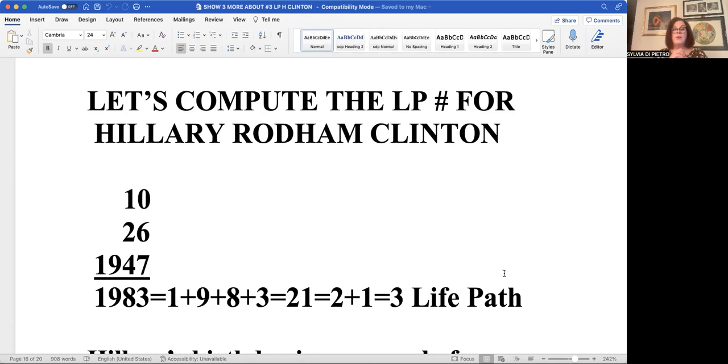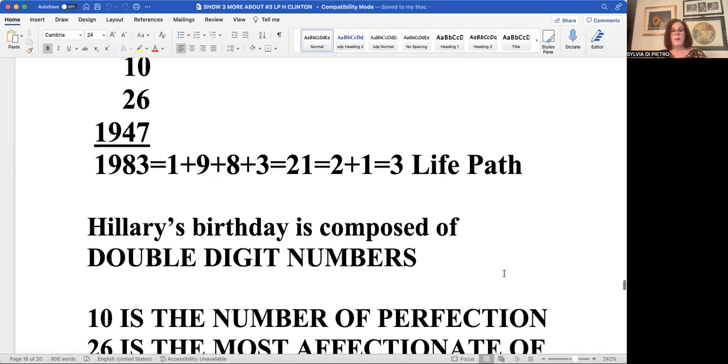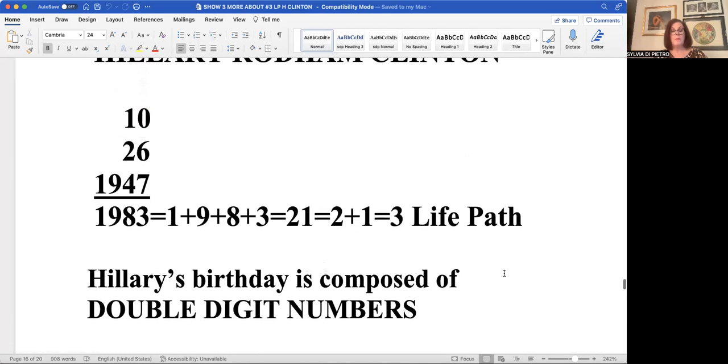And in a lot of the pictures we see with Hillary, she was incredibly self-expressive and is self-expressive on almost any topic that she speaks about on any issue. And I am positively convinced that she was a very, very affectionate mother. Her birthday is composed of 2 double digits, the 10, which is the higher vibration of the number 1, and the 26, which is a higher vibration of the number 8. So she's got 2 double-digit numbers that I just told you a little bit about.